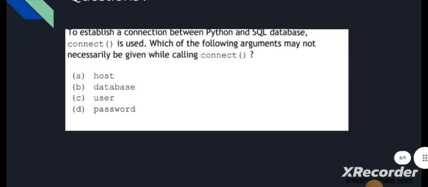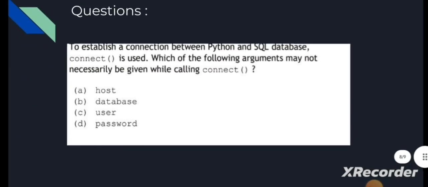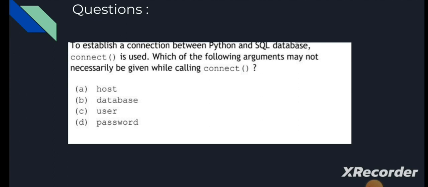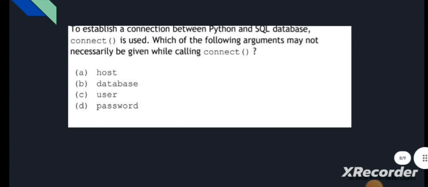And the question which was there in the sample paper of the latest CBSE 2022-2023 class 12 boards is: to establish a connection between Python and SQL database, connect is used. Which of the following arguments may not necessarily be given while calling connect? The options are host, database, user, password, right? So the correct option is database.